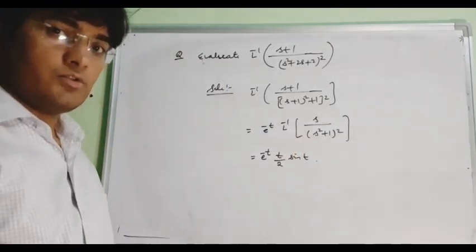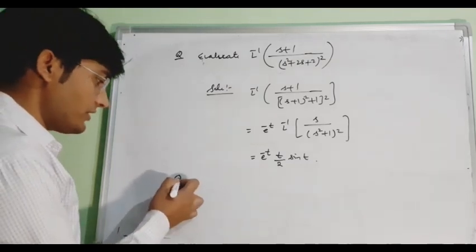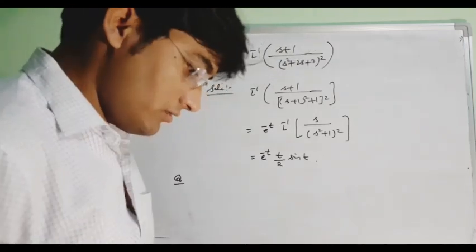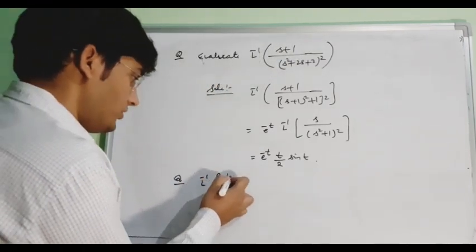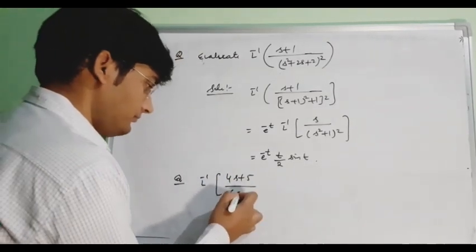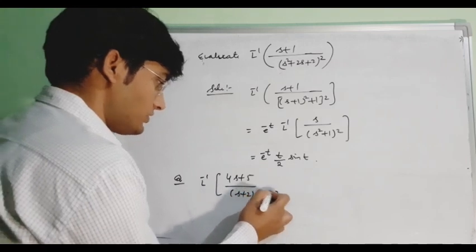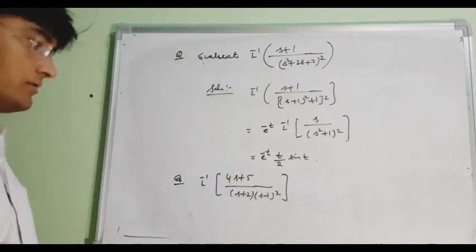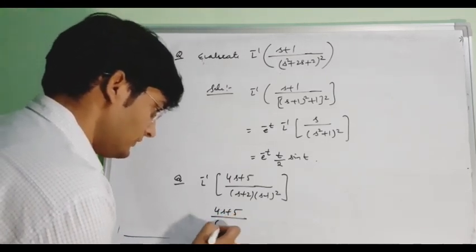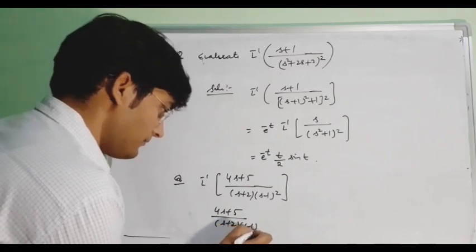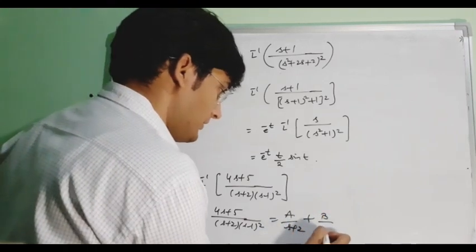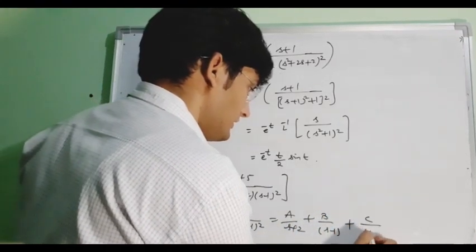Now I will solve some questions related to the partial fraction. So let us start with the question. Evaluate the Laplace inverse of (4s plus 5) divided by (s plus 2)(s minus 1) whole square. Let us find out its Laplace inverse. So using the partial fraction, this term can be written as a upon s plus 2 plus b upon s minus 1 plus c upon (s minus 1) whole square.